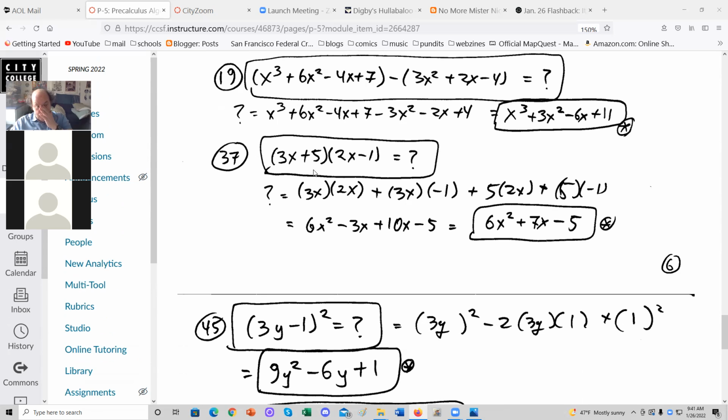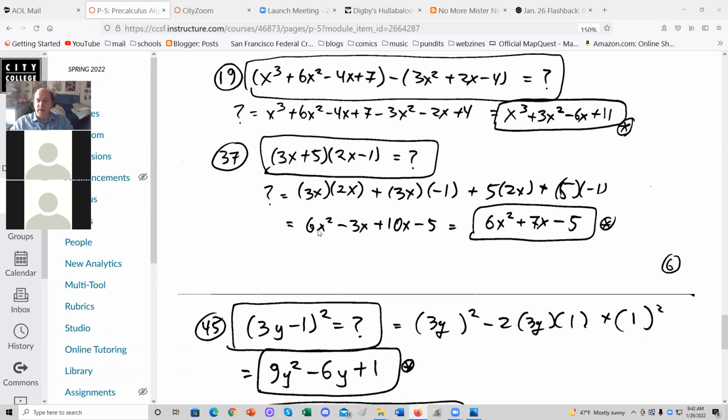Here we have two terms times two terms. 3x plus 5 times 2x minus 1. This is a job for FOIL. First terms is 3x times 2x. Outer terms is 3x times minus 1. Inner terms is 5 times 2x. Last is 5 times negative 1.